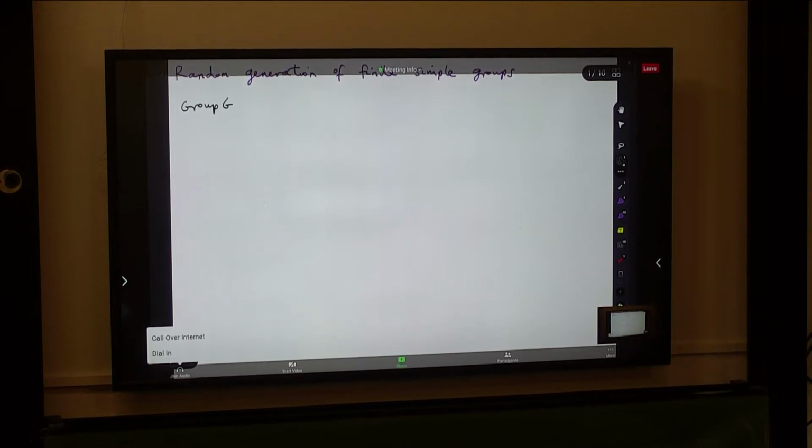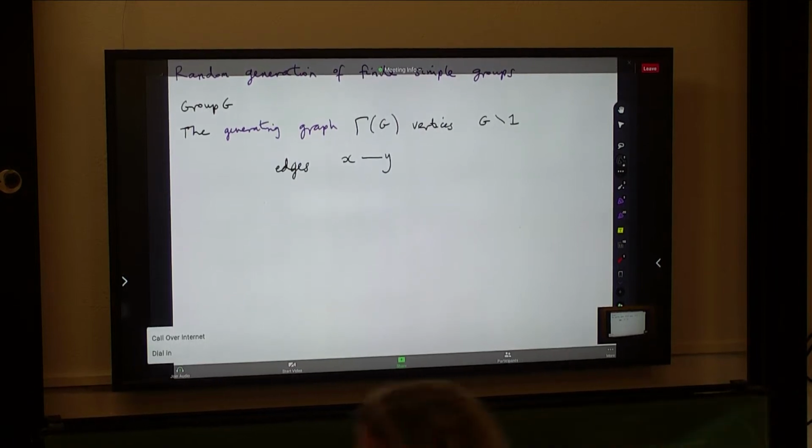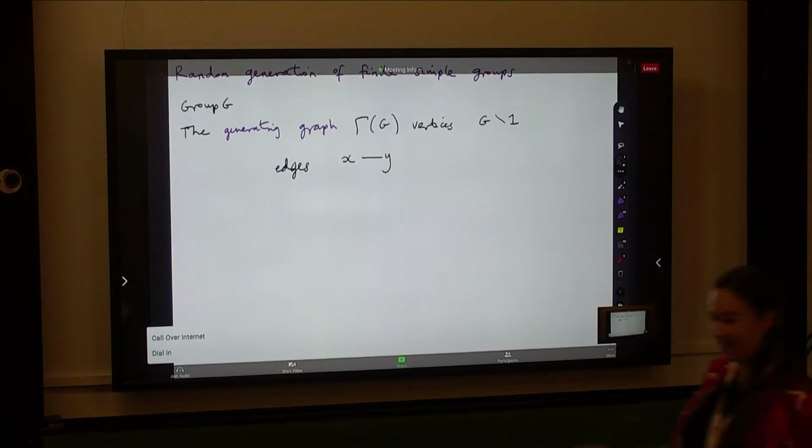And in a moment I'm going to make it finite, but right now it'll just be a group. And we're going to define the generating graph. The generating graph will be gamma of G, and it's going to have vertices: the group without the identity, and as edges, there's going to be an edge between two elements x and y whenever those two elements generate the whole group.